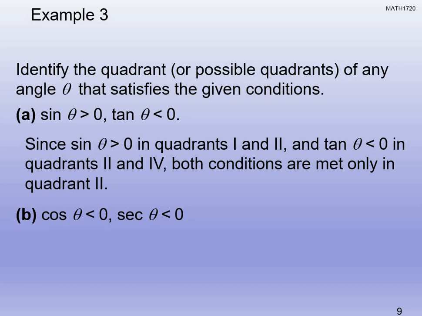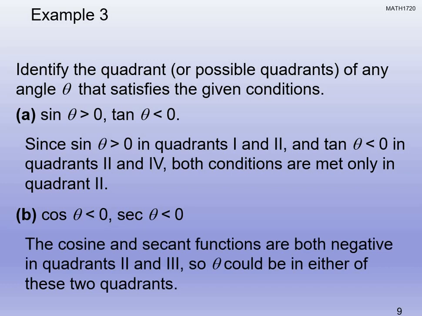Alright, so let's look at B. Why don't you pause the video for a second, see if you can make sure that you get B correct, and then unpause it and follow along. So we want to look here where cosine of theta is less than 0, so where cosine is negative. That happens in quadrants 2 and 3. And we want to know where secant is negative. Secant goes with what? Cosine. So cosine is negative in quadrants 2 and 3. So there's two solutions for this one. It could either be in quadrant 2 or quadrant 3.